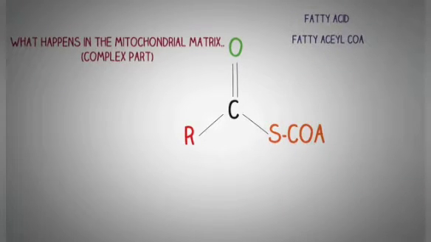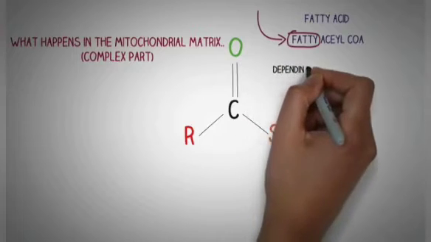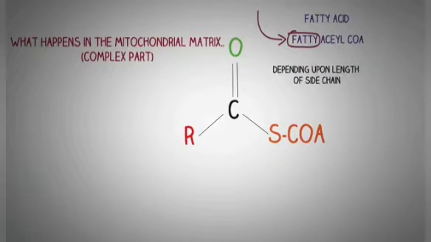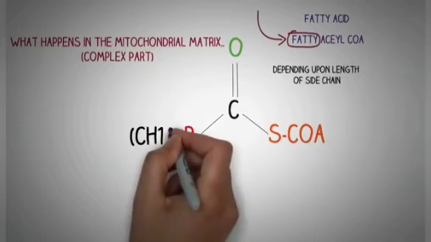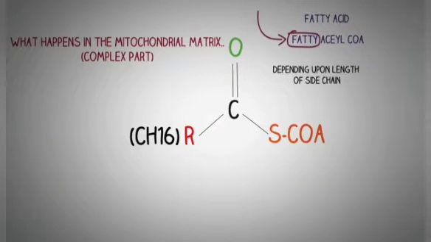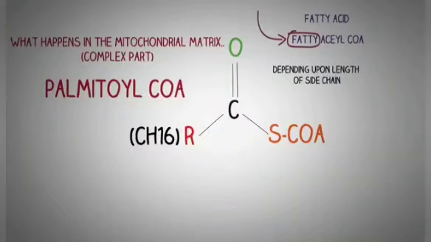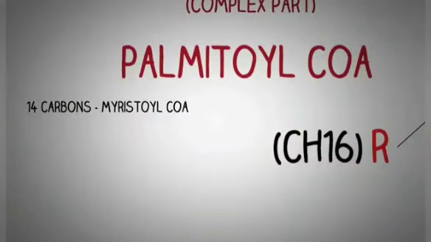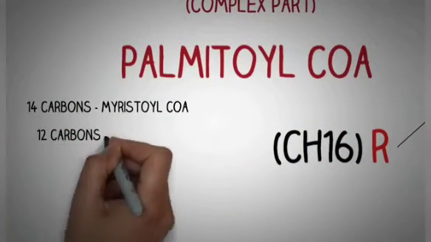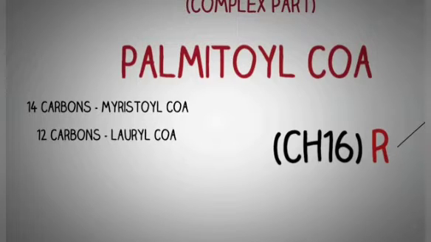The word fatty in the name fatty acyl CoA can be replaced depending upon the length of the side chain that is attached to the functional group. For example, with a side chain of 16 carbons, the fatty acid will be called palmitoyl CoA, a side chain of 14 carbons will be called myristoyl CoA, and 12 carbons will be called lauryl CoA.